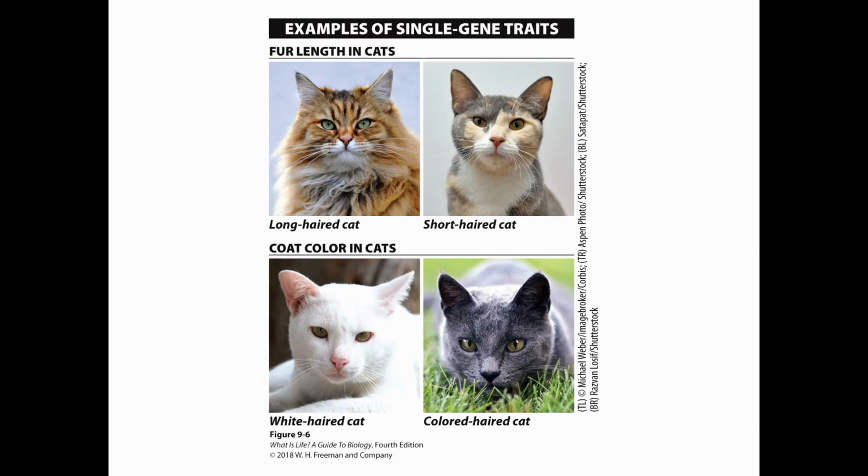So if we're looking at cats, because why not? Fur length in cats is controlled by one gene. You can have long fur or short fur. And then coat color is also controlled by that. You can have white hair or you can have a color. And so, like I mentioned, these are some single gene traits, but for the most part, things are influenced by many genes working together. We're going to simplify things down so that we can understand the concepts in a much more digestible fashion.